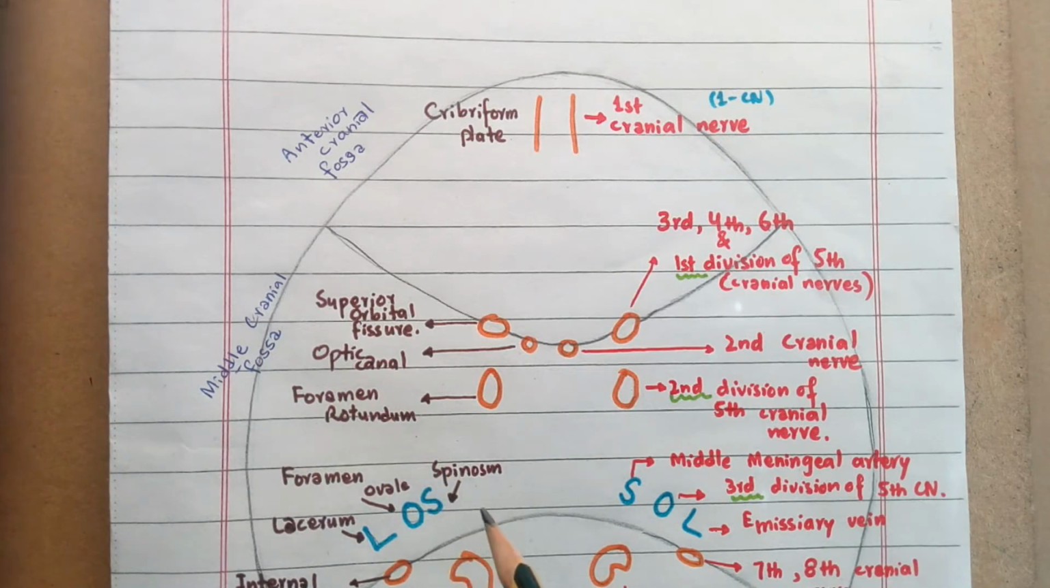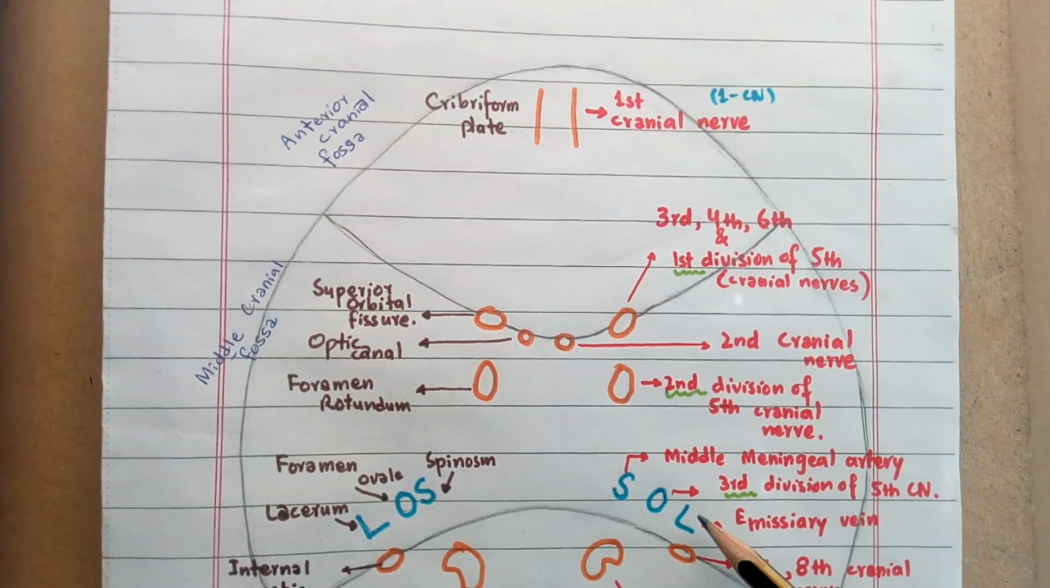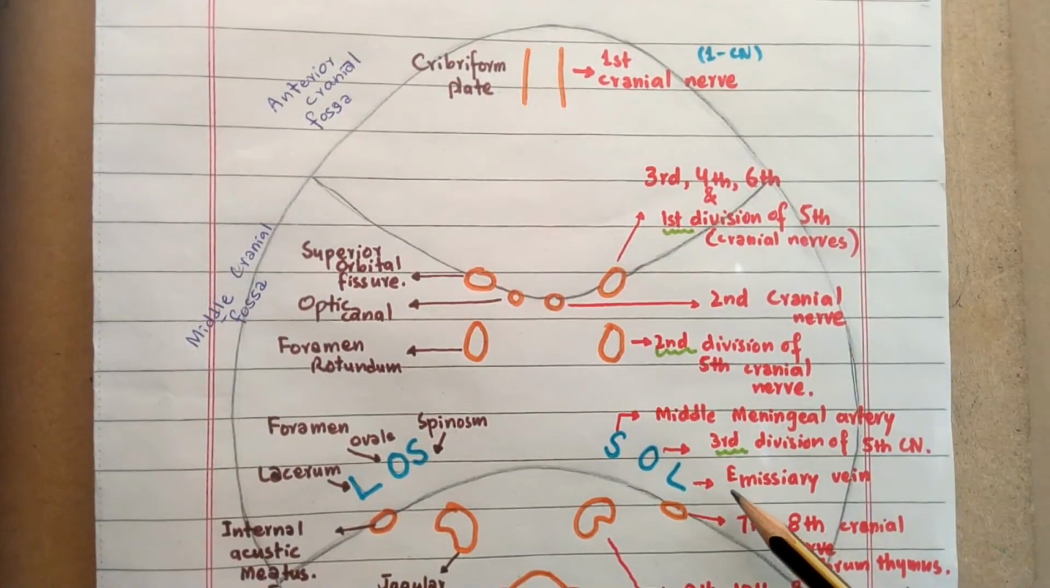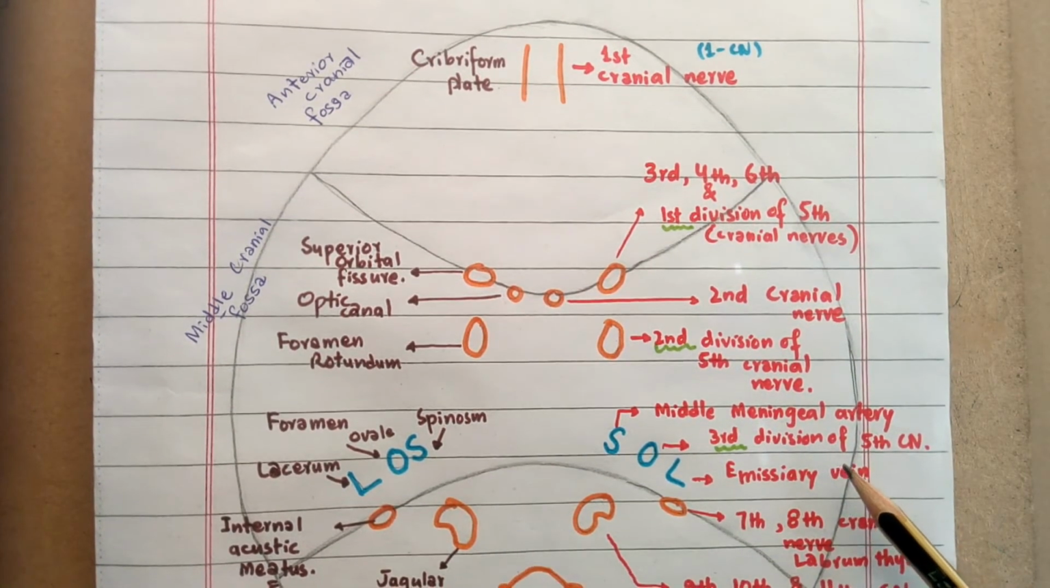And then the foramen lacerum, foramen ovale, and foramen spinosum. These are present near the junction of the middle and the posterior cranial fossa. The foramen spinosum is responsible for the passage of the middle meningeal artery. No nerve passes out through it. And then the foramen ovale, which is responsible for the passage of the third division of the fifth cranial nerve.